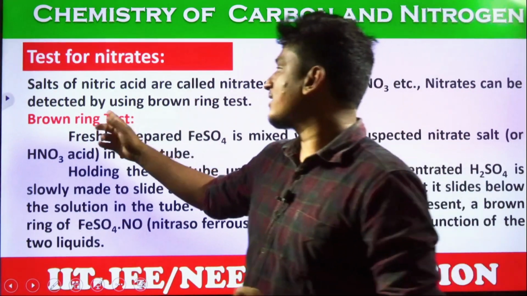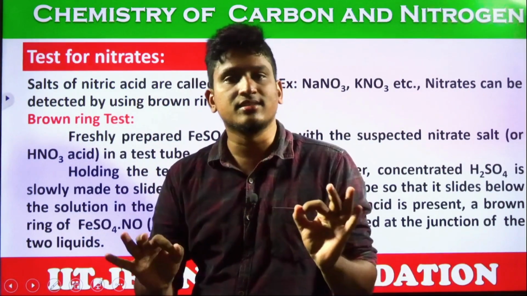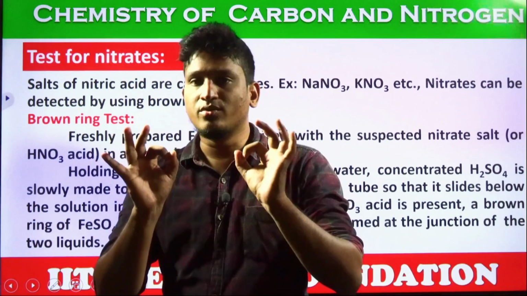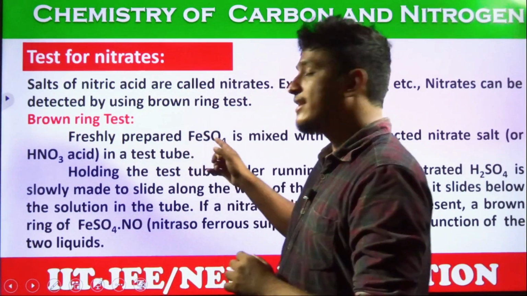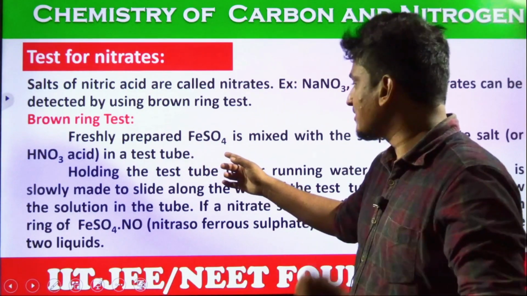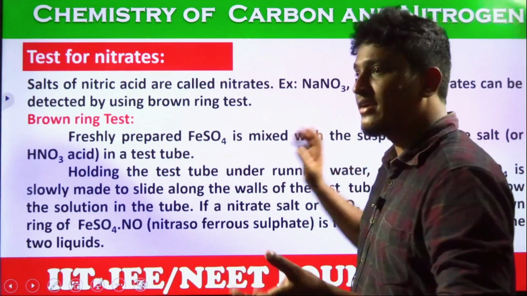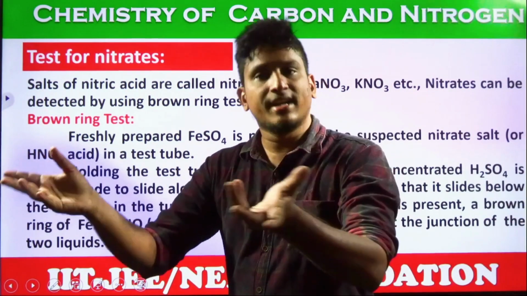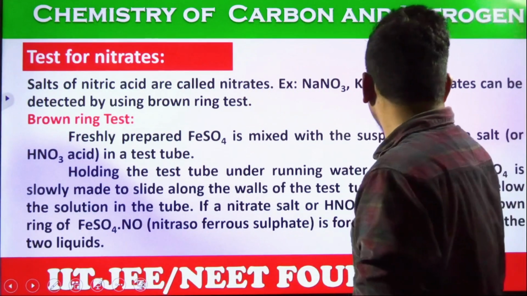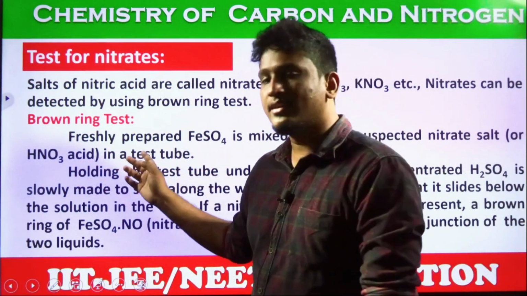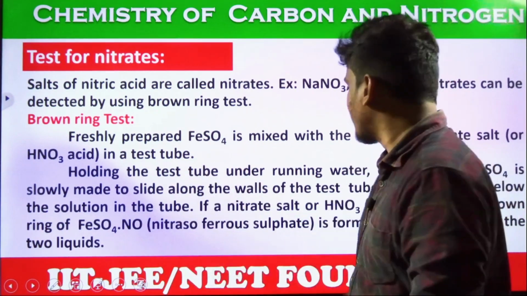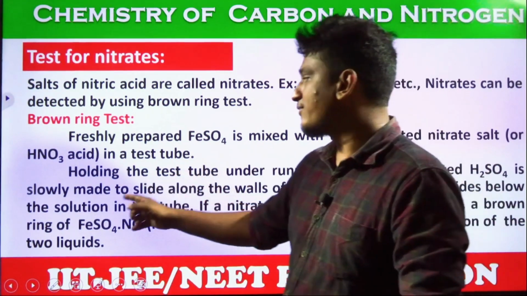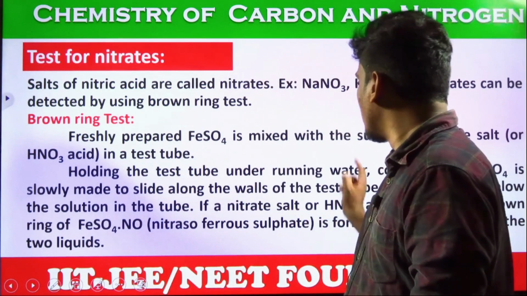Nitrates can be detected by using the brown ring test. This is a very, very famous test, students, the brown ring test, where we can identify the nitrates. So freshly prepared iron sulfate, FeSO4, ferrous sulfate, is mixed with suspected nitrates. Suspected means we expect that a nitrate salt or nitric acid is present in the test tube. Holding the test tube under running water to maintain the ideal temperature conditions, concentrated H2SO4 is slowly made to slide along the walls of the test tube.